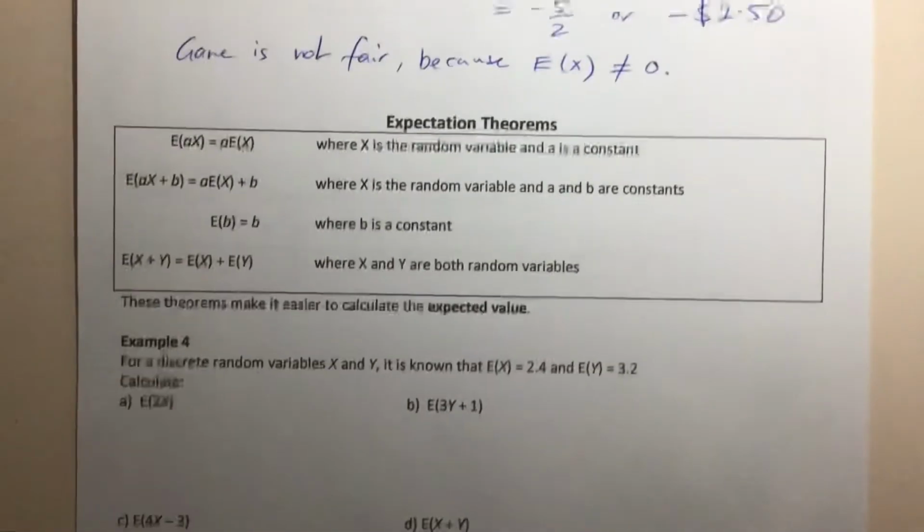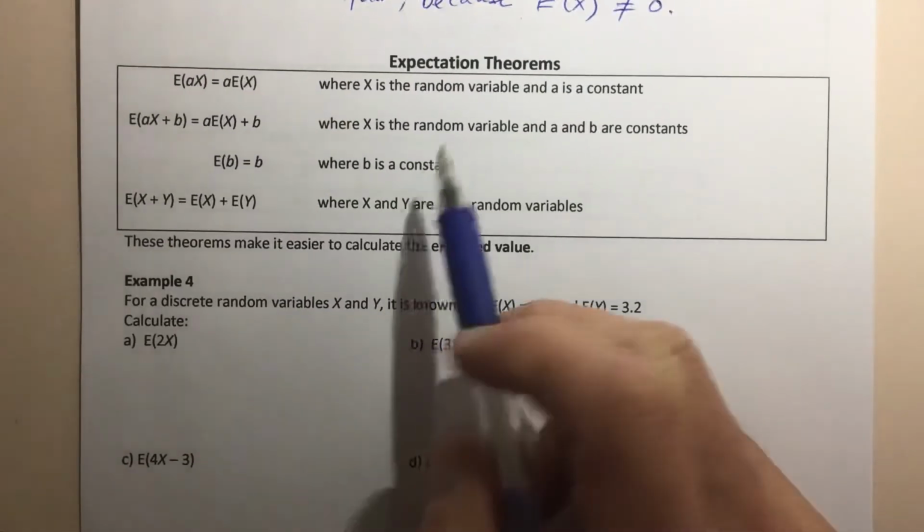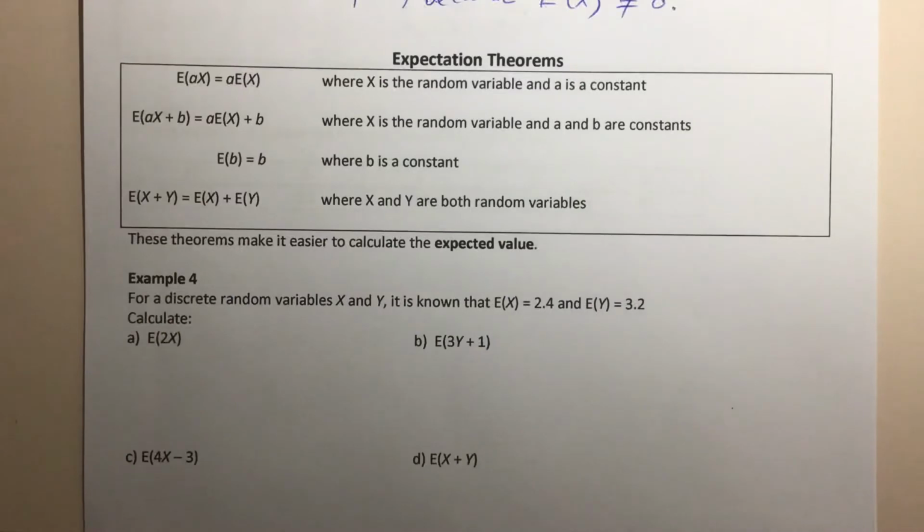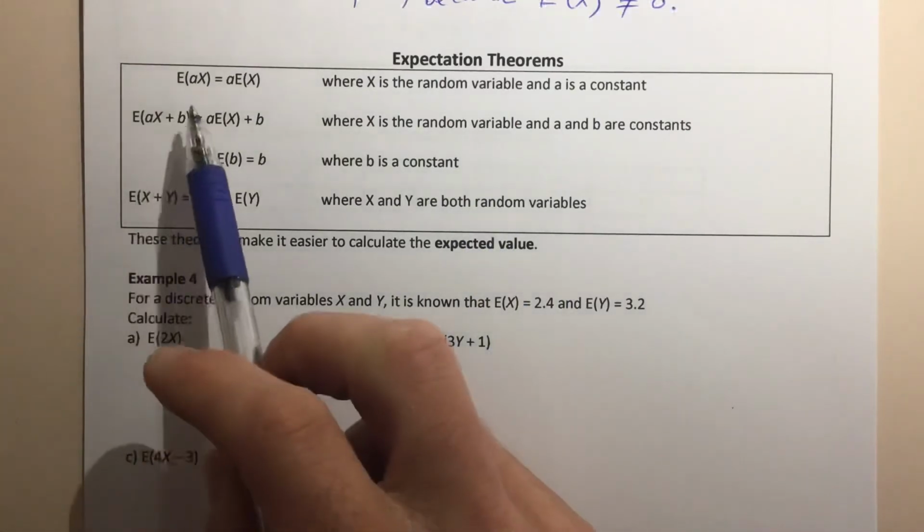All right, let's have a look at this next section. This next section's got a few additional rules, and we've called them expectation theorems, which just means they're formulas to do with the expected value. And these are usually applied once you know the expected value, and then something changes to the variable. So I'll run you through these.